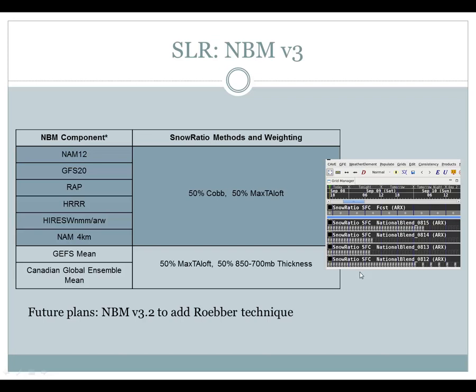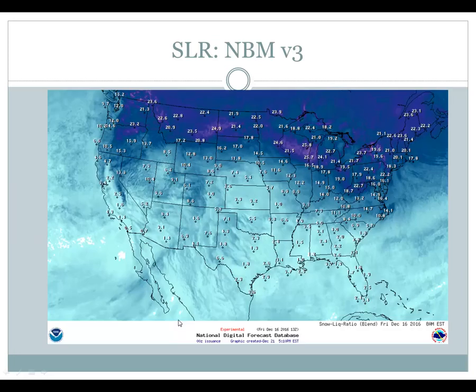So here are some of those data sets. I'm just loading the snow ratio that's available from the National Blend. You see the National Blend goes out for different time lengths depending on which run it is, but you can see it's an hourly blend through the first roughly 36 to 48 hours, and then it moves over to a 3-hourly after that. Again, a quick mention that the NBM in version 3.2 will hopefully have that Roebber technique added.